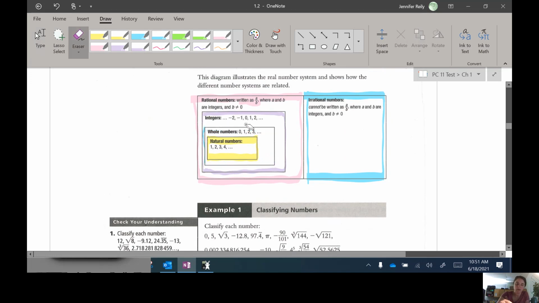Sorry, I used blue here, and I should have used green. I'm picky when it comes to colors. There we go. Green, yellow, purple. Okay, because I want to use these colors when I categorize.